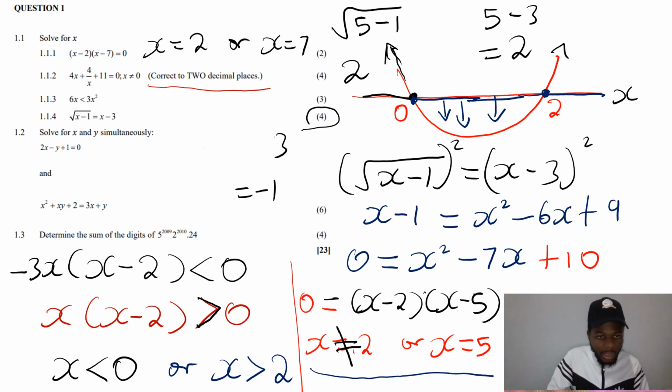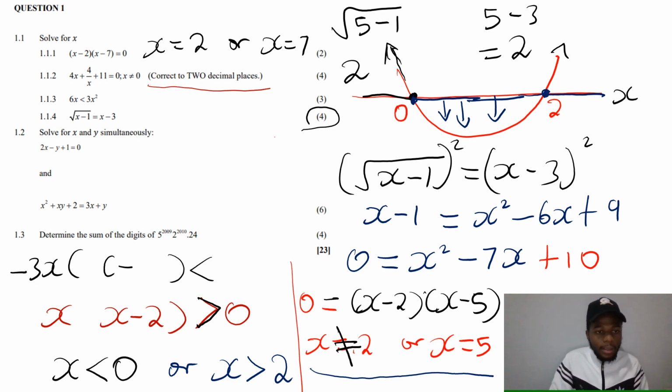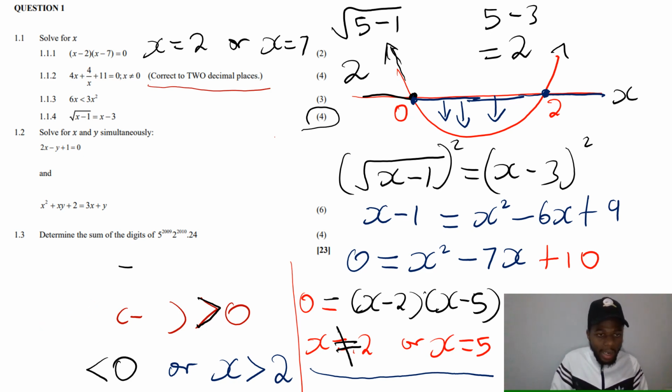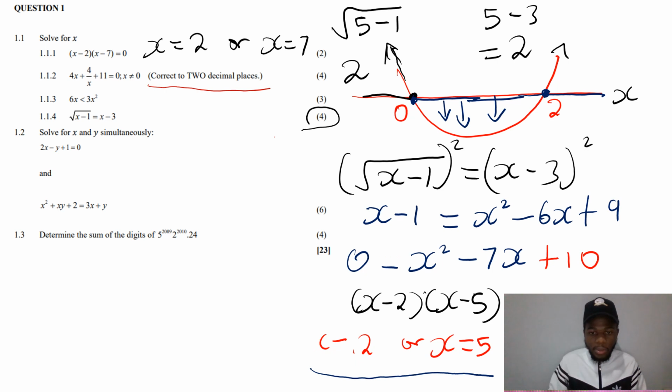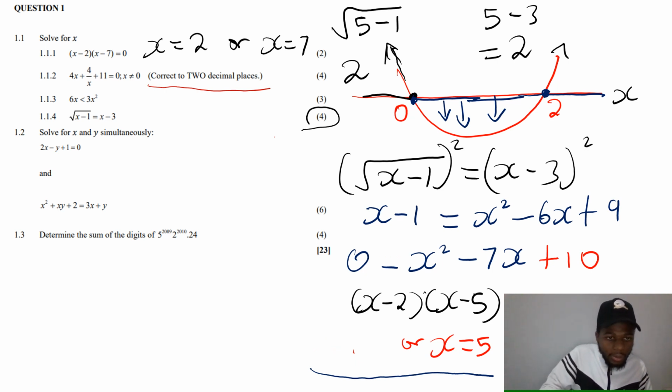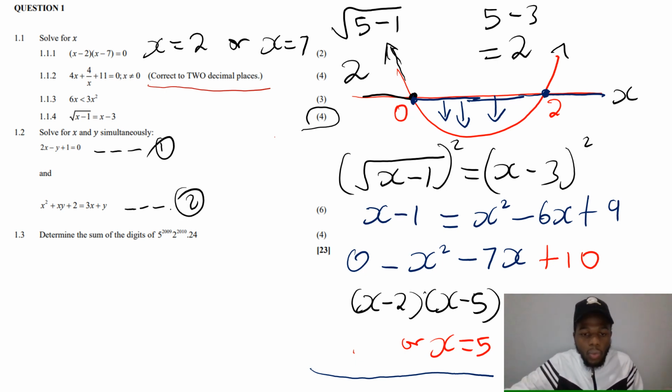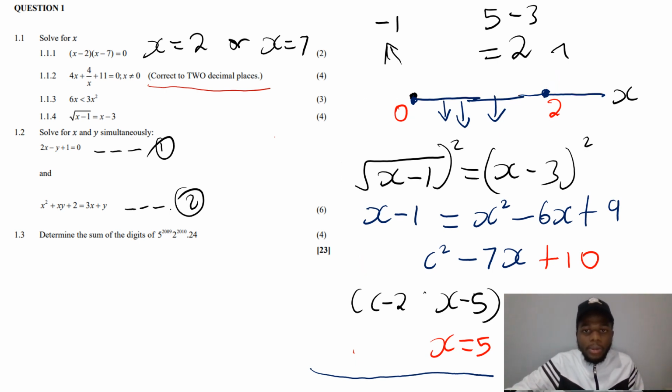And then let's do the last 2 questions, then we'll be done. The last, or 1.2, we are given simultaneous equations there. So I'll just name this one equation number 1, and then this one is going to be my equation number 2.